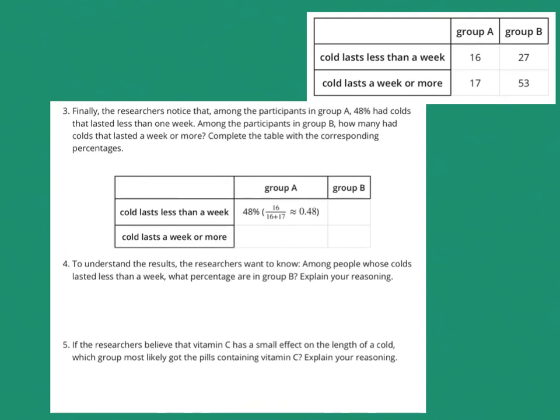Finally, the researchers want to know that among the participants in group A, so that's all here, how many people were in group A? I think that's 16 plus 17 again, and I get 33. And while I'm here, I know that the total of this column was 80. So on some of these, we're going to be dividing by 33, and on some of these, you're going to divide by 80. Then you're going to go on and try to answer these last few questions. Again, we will iron out all of this in class.